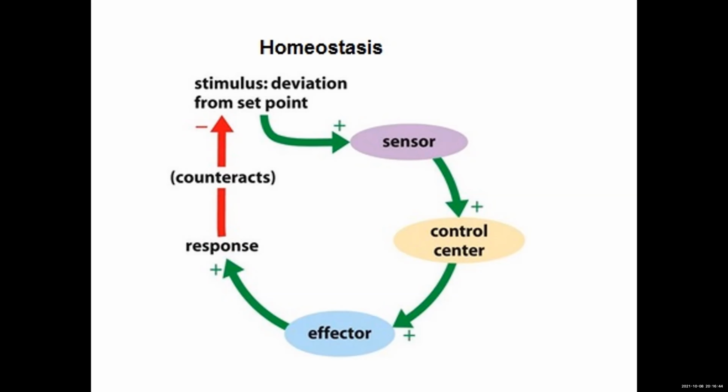It doesn't happen very much in the body, but it does happen in other things. So we already talked about the extinction vortex, right? The extinction vortex is a positive feedback loop, not because it's good, but because once a population gets small, things happen that make it get even smaller. So it's reinforced, right?